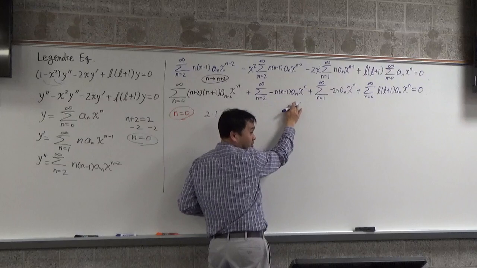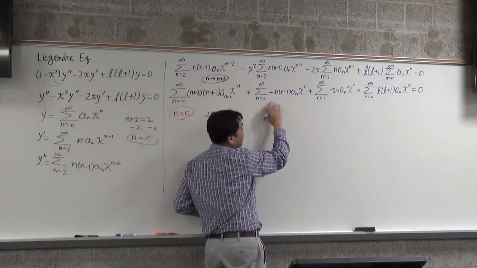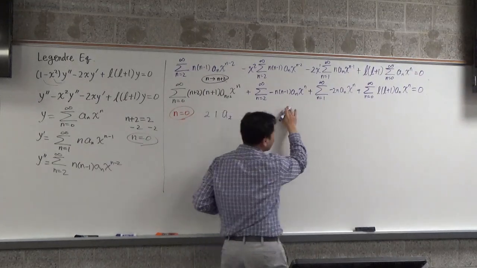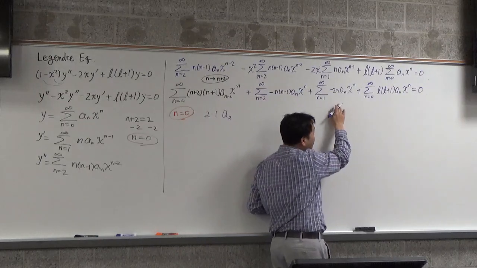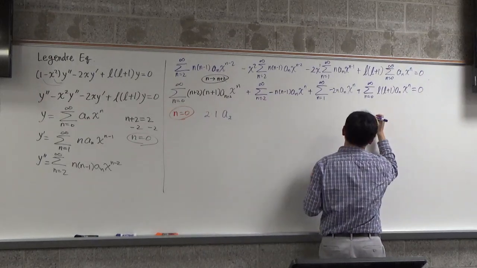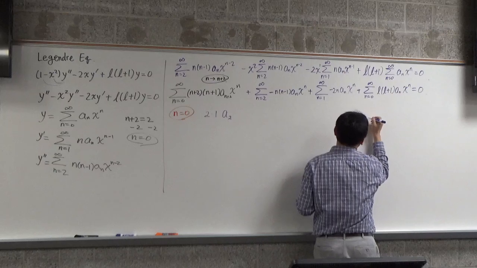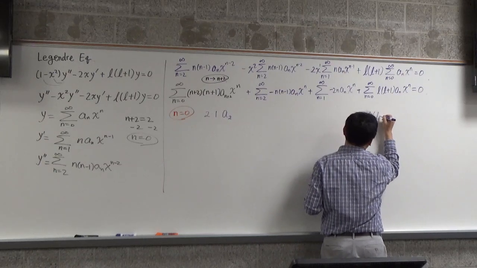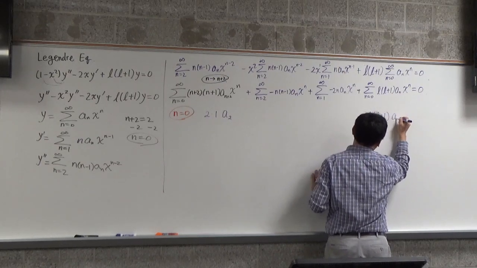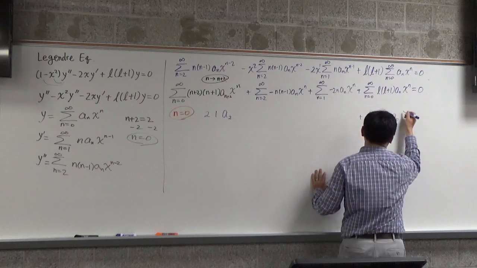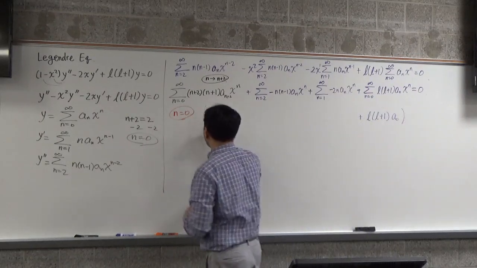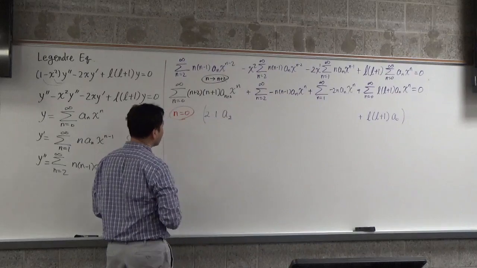What do I get from here? Nothing, because they didn't start working yet. It's n equal to 0. It's not the time for this one to work. This one will produce something. This will be plus l times l plus 1, a0. Alright, so that's what we're going to get at n equals to 0.